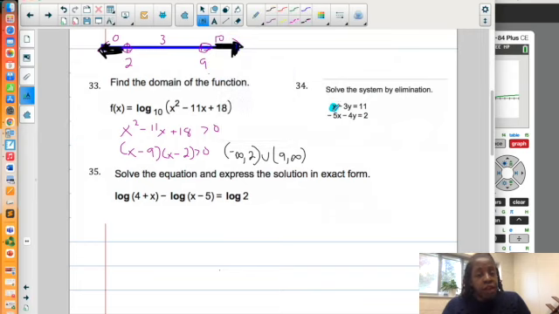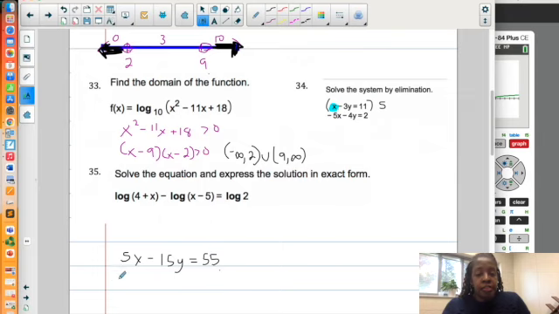What we need to have right here in front of this x is the opposite of the number that's in front of this x. So that means we need to multiply this entire equation through by 5. Now let's watch what happens. When I multiply that equation by 5, number 34 is coming down here. I get 5x minus 15y equals 55.